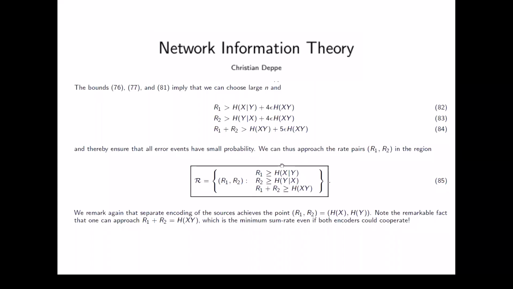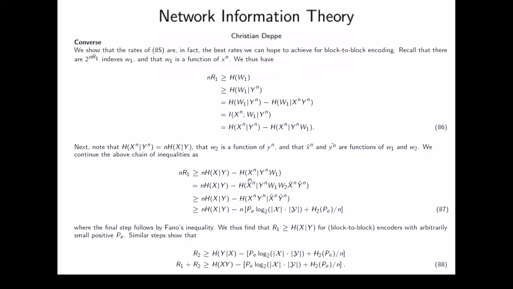Now we want to show that this rate region R is also optimal. We already have shown that we can achieve that. So let's start. Again, we start in the same way. So we start with R1. So we know that there are 2 to the n R1 indices W1. And W1 is a function of X^n.